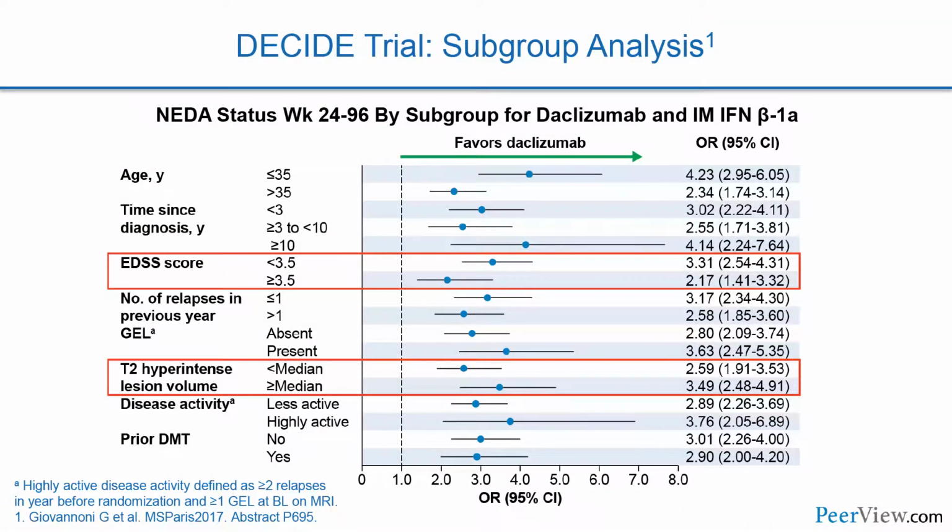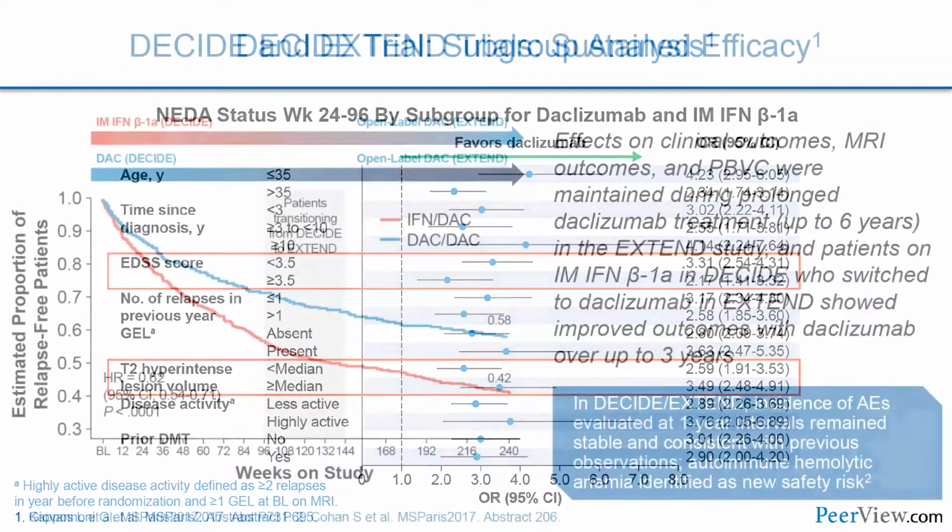At the 7th Joint ECTRIMS-ACTRIMS meeting in Paris, Giovannoni and colleagues examined the influence of baseline characteristics on achieving NEDA in patients receiving daclizumab versus interferon beta-1a in DECIDE. The results of the analysis demonstrated that daclizumab has greater benefit on achieving NEDA versus intramuscular interferon beta-1a across clinically important subgroups, with a higher odds of achieving NEDA being observed for lower EDSS and lower MRI burden at baseline.